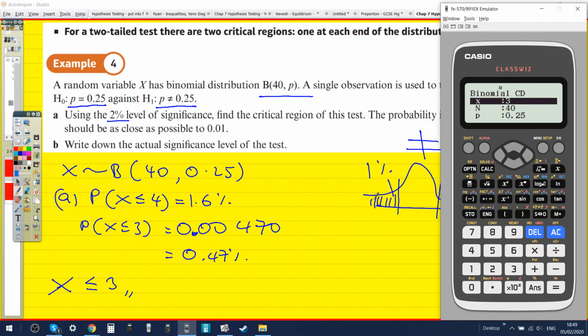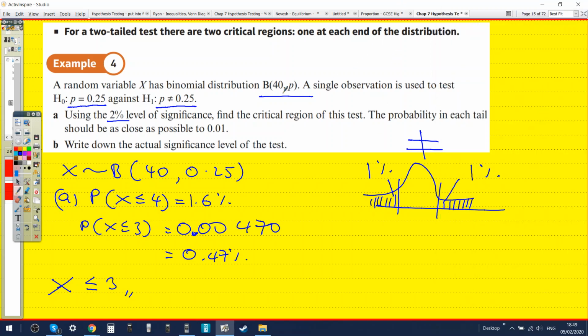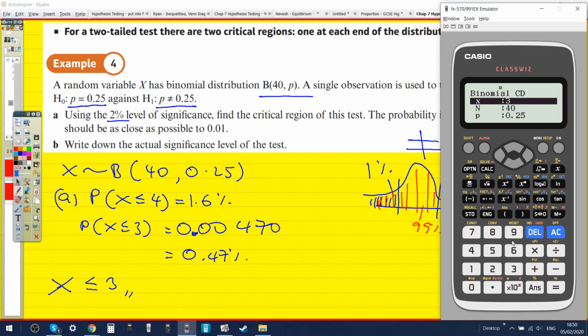Okay, same thing, upper tail. Now we want it to be like 0.99. We have the upper tail 1%, so to the left of that is 99%, and that's the way we have to find it with this calculator. So I did x equals 20, and it's 0.9998.